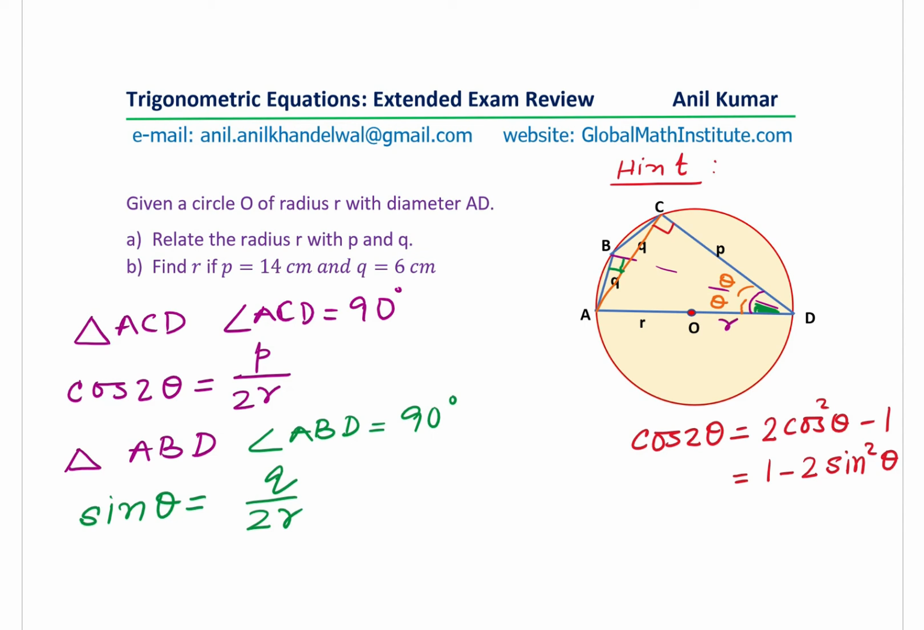So as I was saying, we could use cos 2 theta equal to 1 minus 2 sine square theta. We know what cos 2 theta is. Let me highlight.